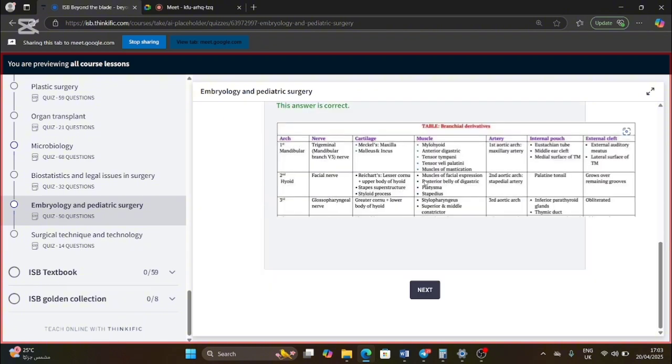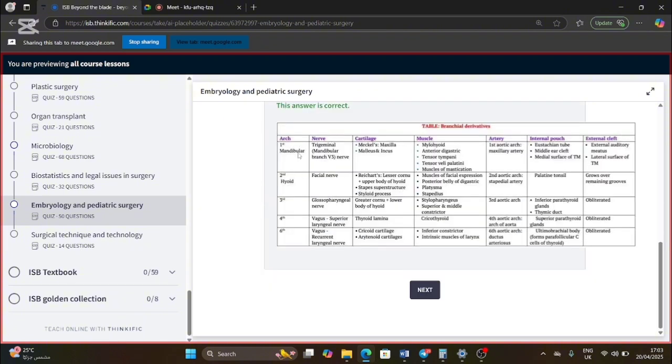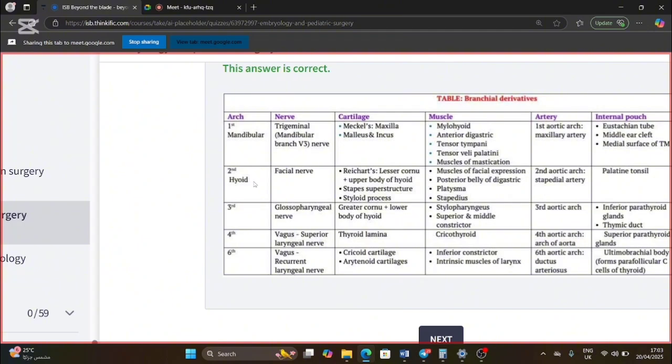So let's look at this table. Basically, that's the second arch, right? It's associated with the hyoid bone, with parts of it, not all of it. The facial nerve, the cartilage is called Reichert cartilage, which gives rise to the lesser cornu and the upper part of the body of the hyoid. It gives the stapes. That's something very commonly asked about in the exam. It also gives rise to the styloid process.